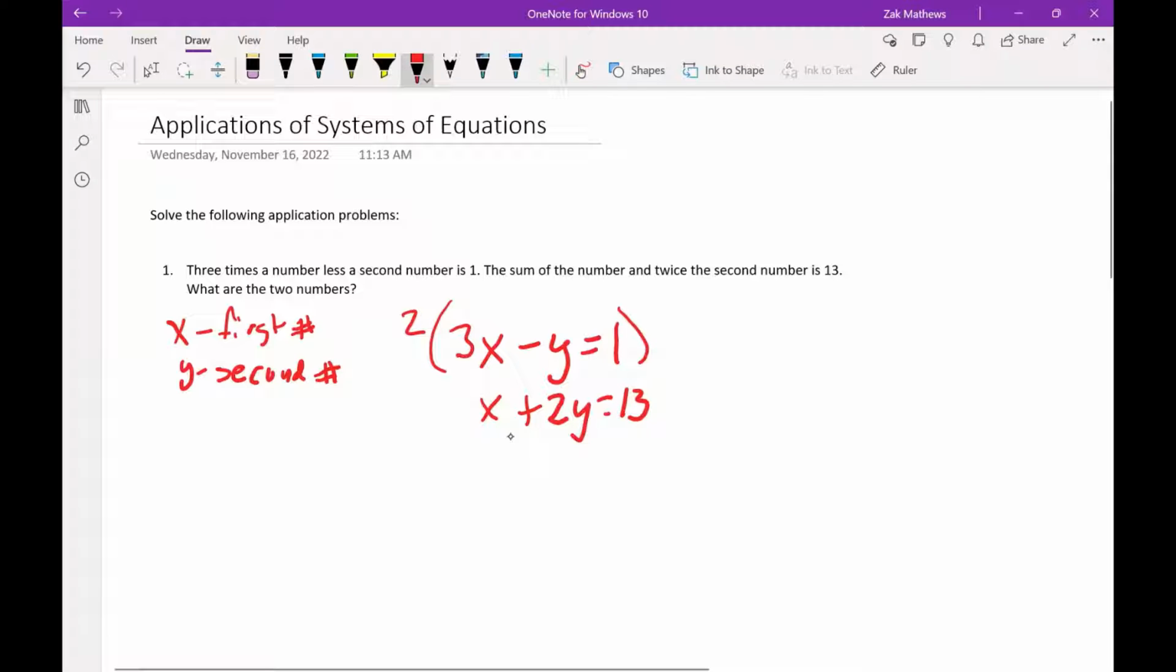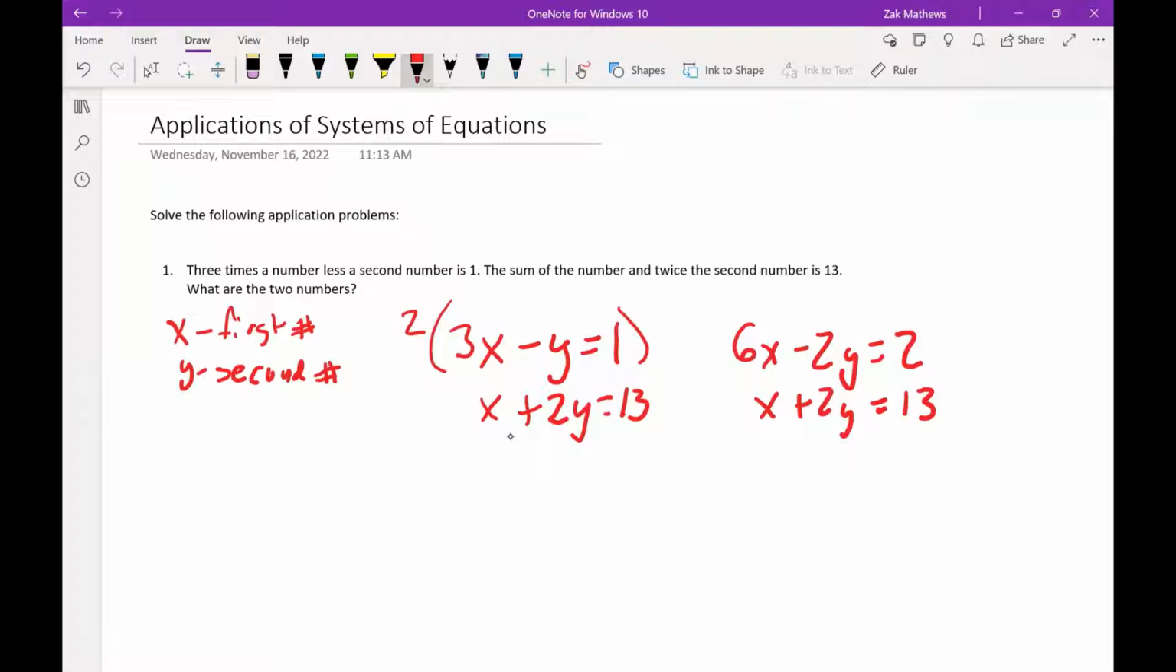So I'm going to multiply the first equation by 2, and I get 6x minus 2y equals 2. And on the second equation, I have x plus 2y equals 13. To get those y's to eliminate, I'm going to add the two equations. I'd get 7x, y's are canceling, equals 15. To get the x by itself, I need the 7 to go away. I'm going to divide by the 7, so x is equal to 15 over 7. And so there is one of our variables.